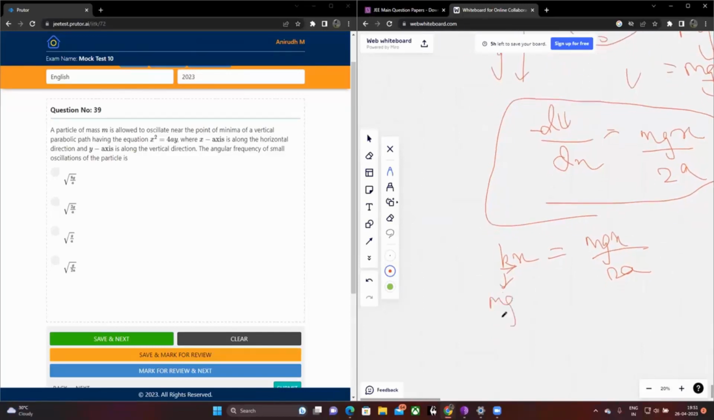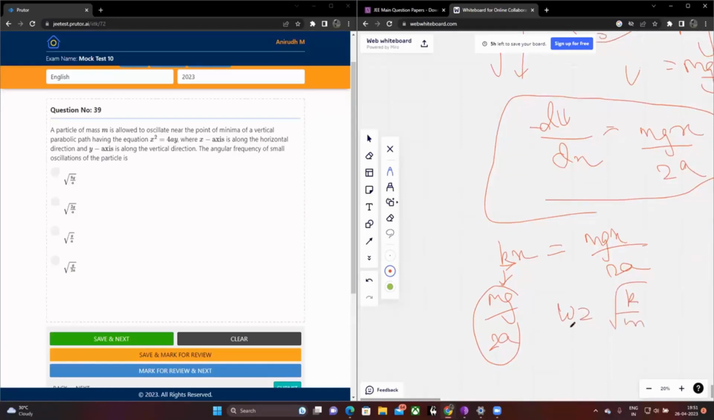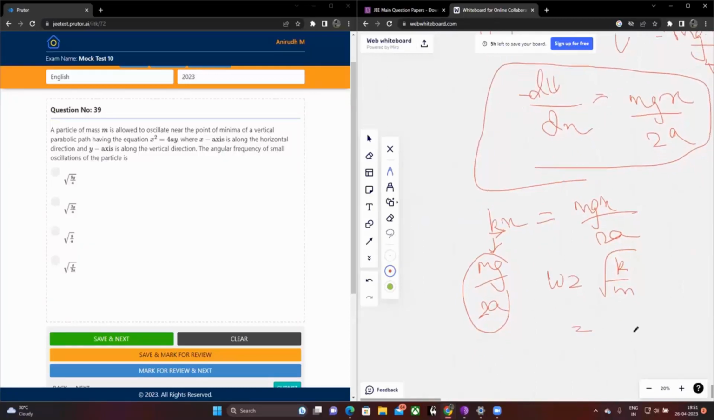That's the angular frequency. No wait, k is not what is asked for. Omega is asked for here. So k is mg by 2a, and omega is equal to root of k by m, which is the square root of g by 2a.